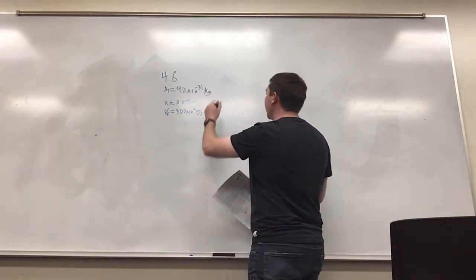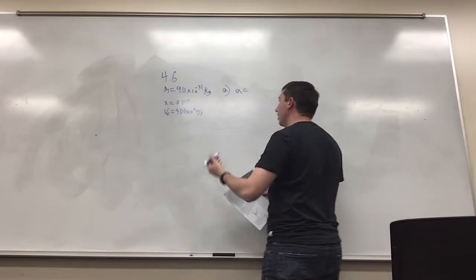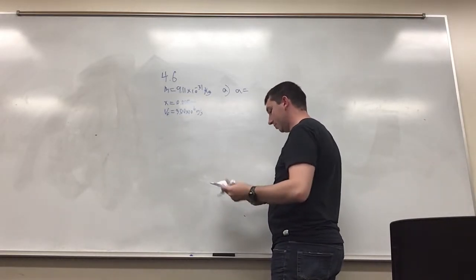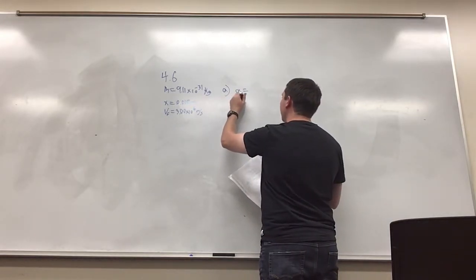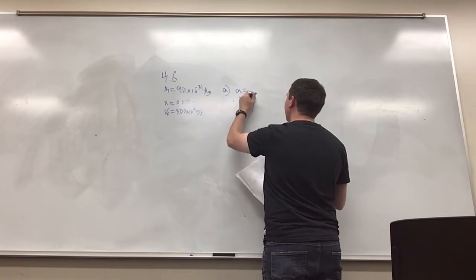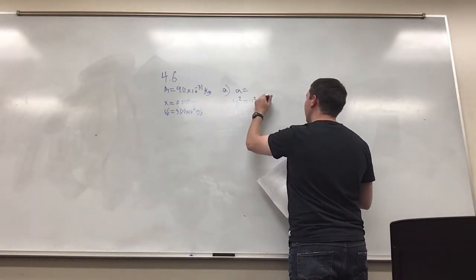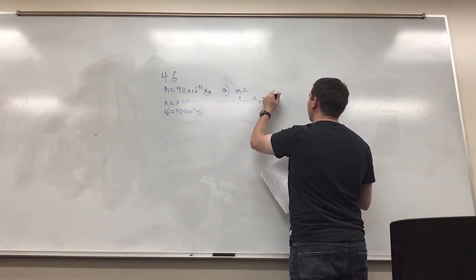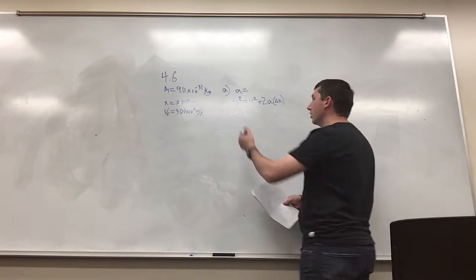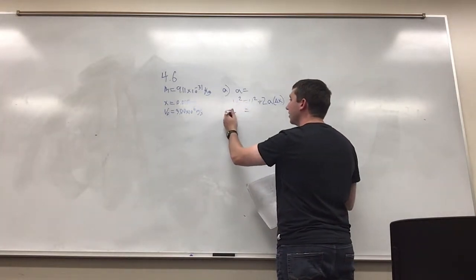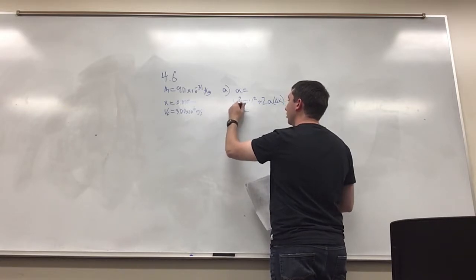And then it asks for A, the acceleration. So we know that we have the equation from kinematics because the acceleration is constant, that velocity final squared is equal to the velocity initial squared plus 2 times the acceleration times the delta x. So we know that when we plug this in, we get 3 times 10 to the 6th squared.